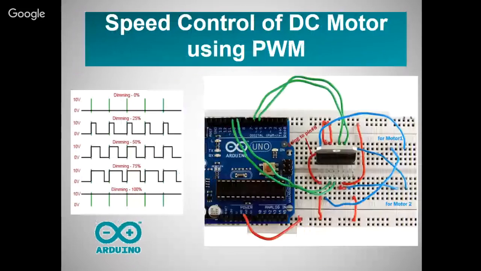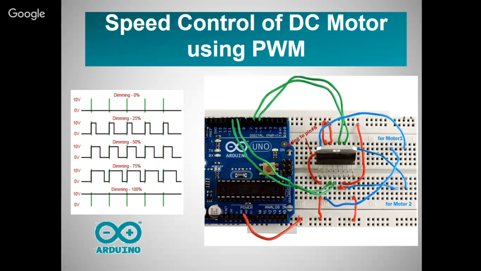This is the circuit. You can also control the speed of the motor by using PWM. You can see in the PPT 25% duty cycle, 50% duty cycle, 75% duty cycle, 100% duty cycle. At 100% duty cycle the motor has maximum speed. At 50% duty cycle, half speed.